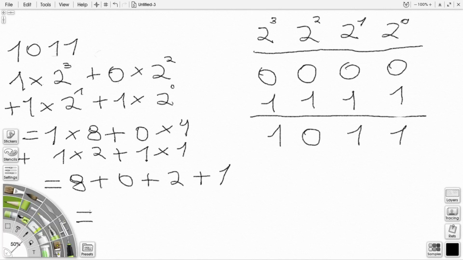So the result is going to be 8 plus 0 is 8. 8 plus 2 is 10. 10 plus 1 is 11. So this here is 1011 in binary, and in decimal, this is 11. So we can represent 11 things, for example 11 cars, 11 apples, 11 whatever, with the number 1011.